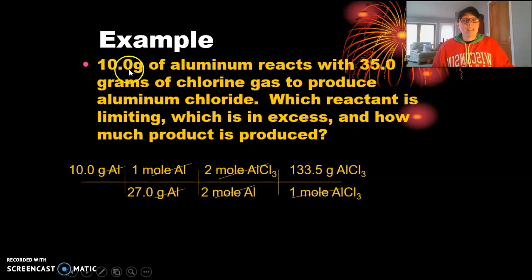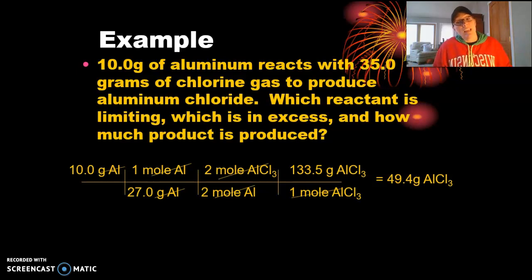But the problem doesn't say that we just have 10 grams of aluminum. That would be the kind of problem we already know how to do. Instead, the problem says that we also have 35 grams of chlorine. We don't know which one we're going to run out of first. You can't just assume that because there's 10 and that's less, that that's what you're going to run out of. We actually need to do a reaction with that. So we'll know that we are going to make 49.4 grams of aluminum chloride if we're only considering the 10 grams of aluminum. But we need to take into account the 35 grams of chlorine.